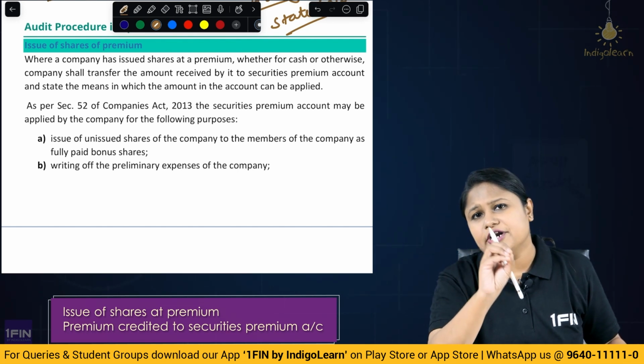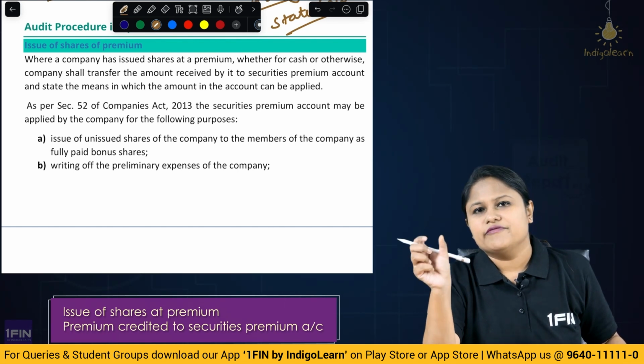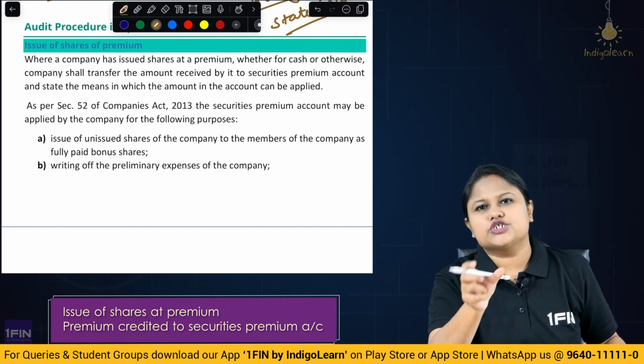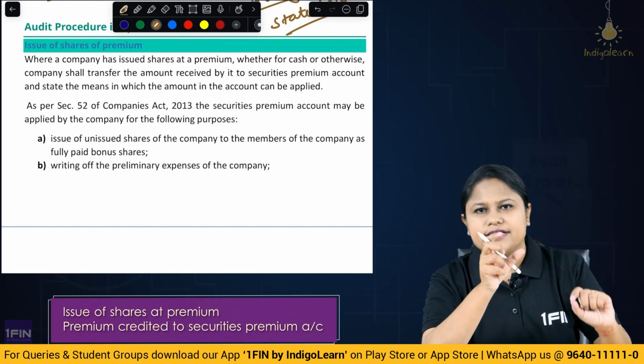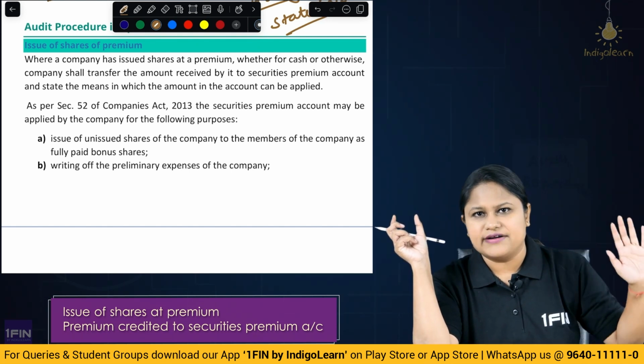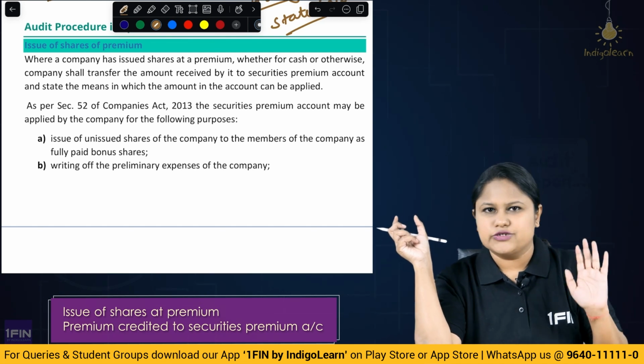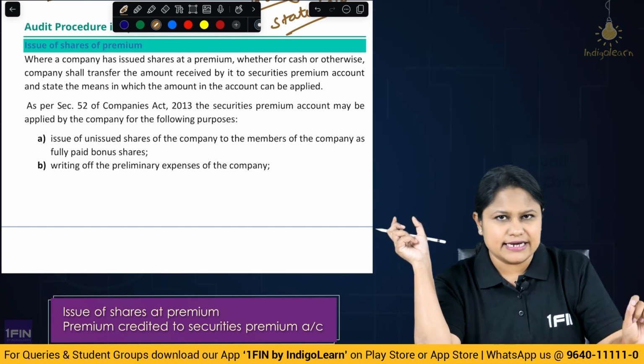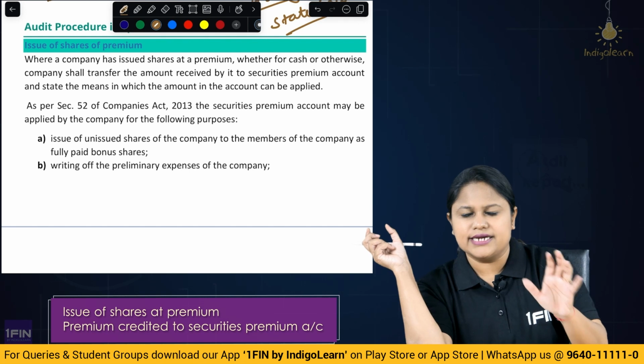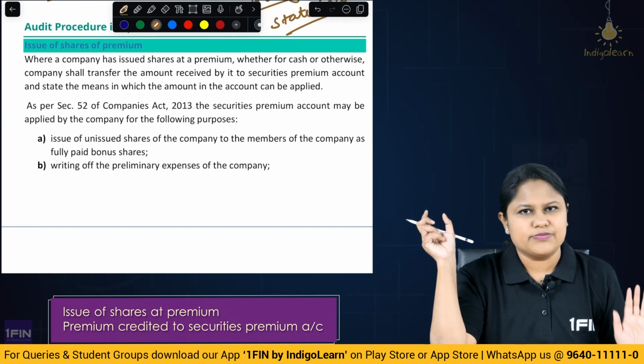So now, a 100 rupee share when issued at 120, we know the additional 20 rupees has to go where? It has to be credited to the securities premium account. That reserve, it has to go, correct? That is one thing. So you have to see the proper accounting has been done, that you don't credit this amount to the capital, it has to go separately to securities premium.